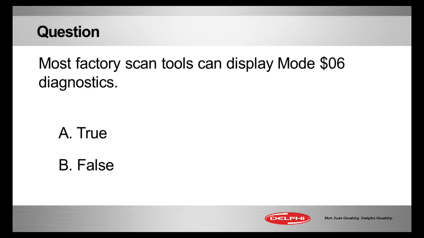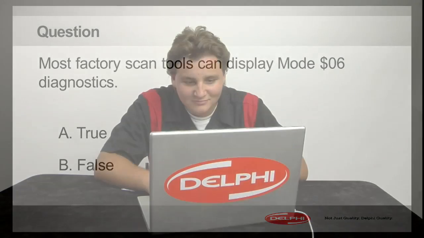Now here's our next question. Most factory scan tools can display mode 6 diagnostics. Should be an easy one. Select your true or false answer now. All right, Dave. All our answers are in. We've got 85% saying true and a lonely 15% saying false.